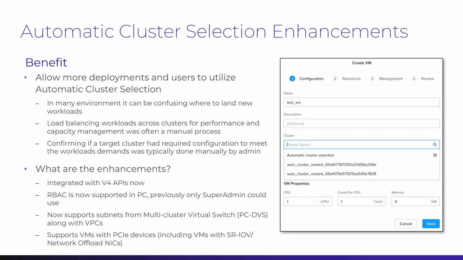We'll briefly just review what ACS is. ACS will allow Prism Central to automatically place workloads on clusters for you. When you have an environment that has several clusters or large amounts, it may be confusing on where those workloads should or could be landed. So Prism Central will make the decision based upon the configuration of the virtual machine as well as the capacity and performance of the underlying clusters.